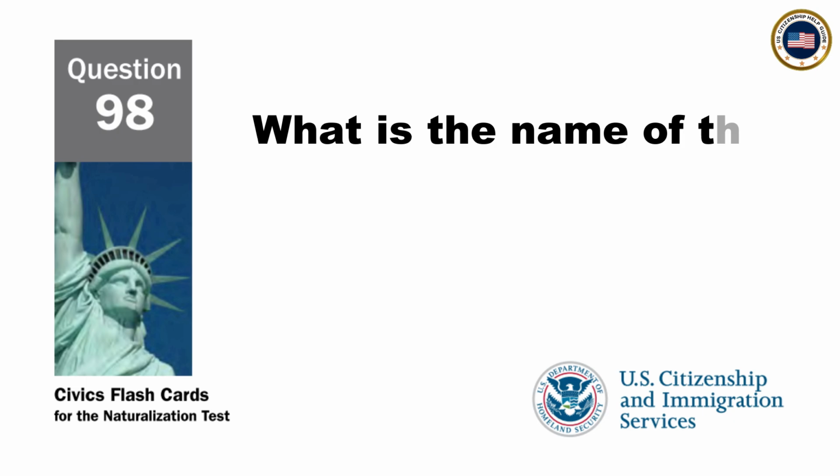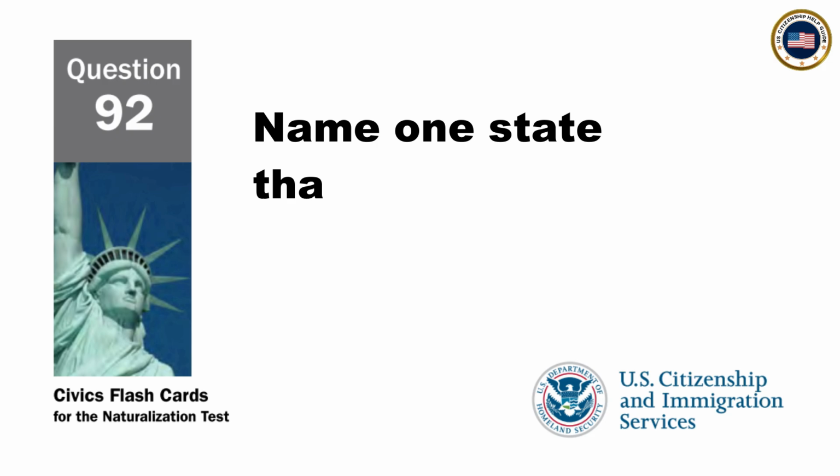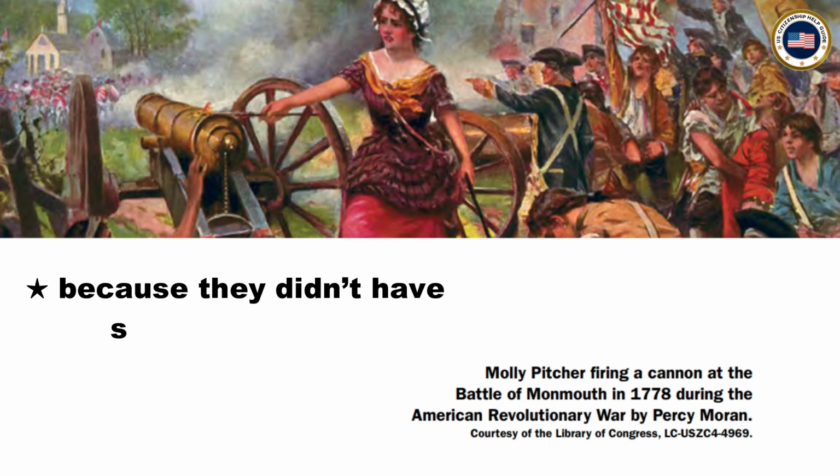What are two rights in the Declaration of Independence? Liberty, pursuit of happiness. What is the name of the national anthem? The Star-Spangled Banner. Name one state that borders Canada. Alaska. Why did the colonists fight the British? Because they didn't have self-government.